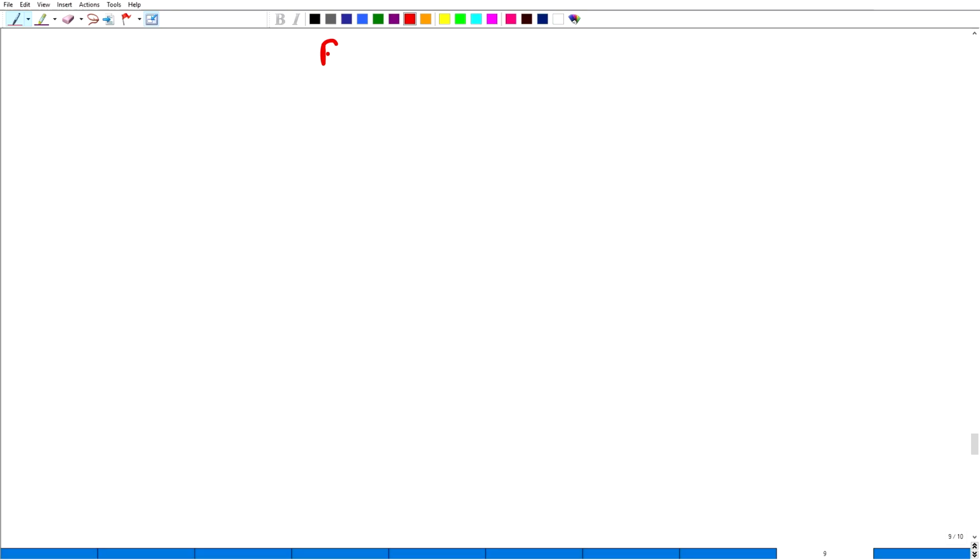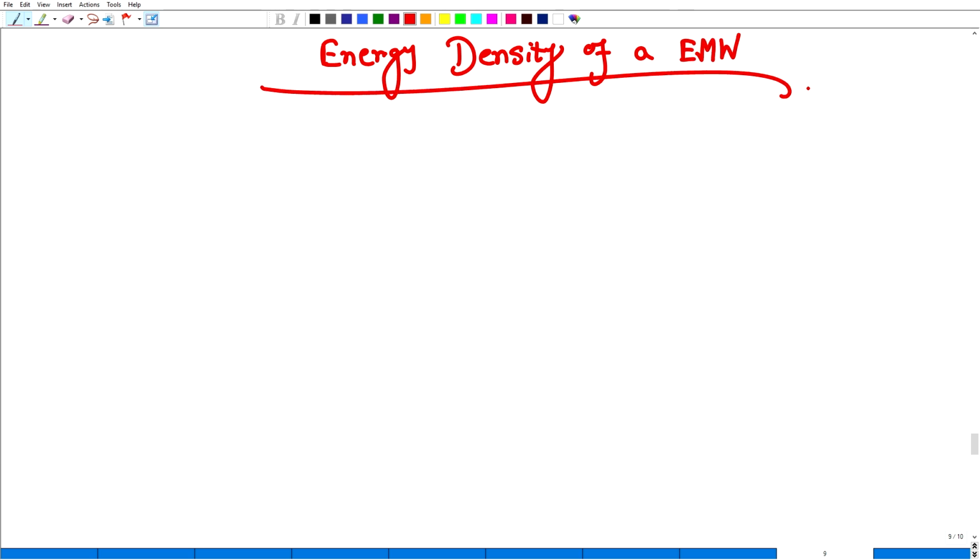So, welcome back. In this part we will discuss the energy density of an electromagnetic wave. We know that for an electromagnetic wave, as we just discussed in the last part, we can write it like this.